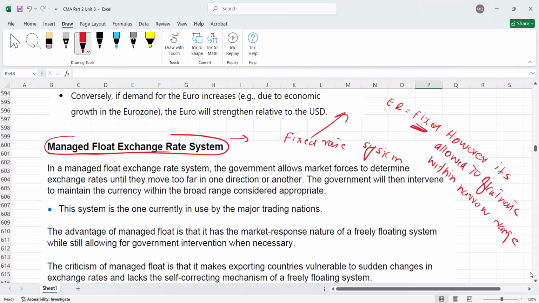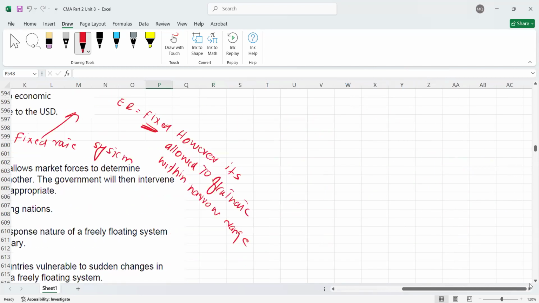Okay, this was the fixed, but here in the managed float exchange rate system, what will happen? The government will allow, for example, I'm just assuming here, let me give you an example first. For managed float now, for example, today's rate, this is the spot rate. Let's assume I'm living in India, for example, $1 equals 70 rupees INR. Now here government will set the lower and upper limit, and the lower limit is, for example, 55 INR, like $1 equals 55 INR, and the maximum range is what?